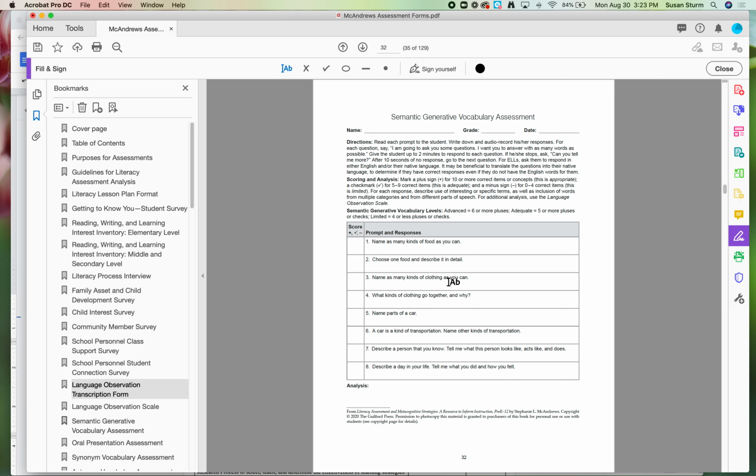So you're going to continue reading all of those items. For every response, describe the use of interesting or specific terms. I would say write down as much as you can of what they say. Try to capture their responses here in the white space area. Try to write down everything that they have said.